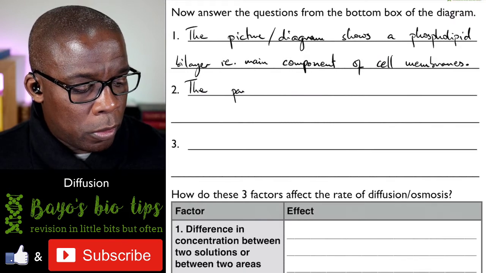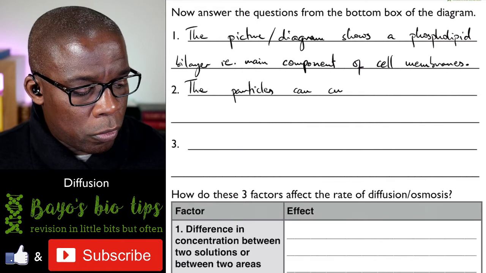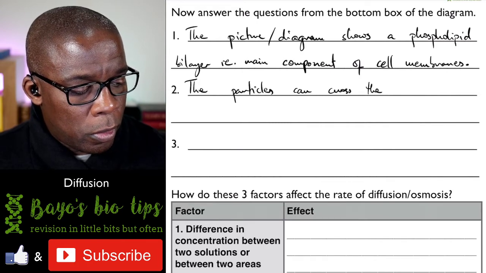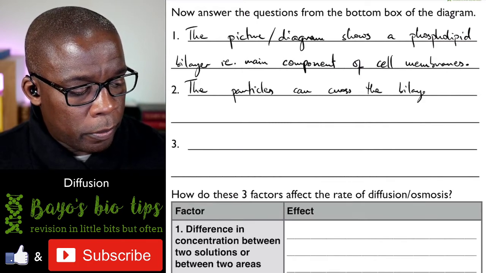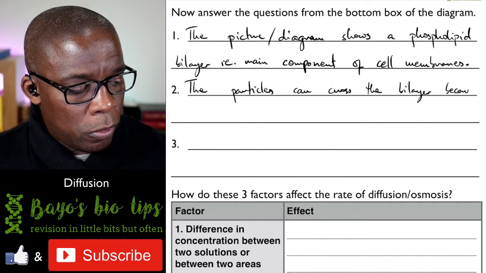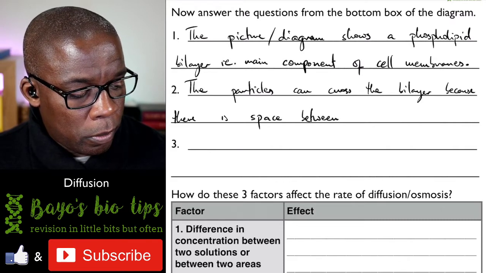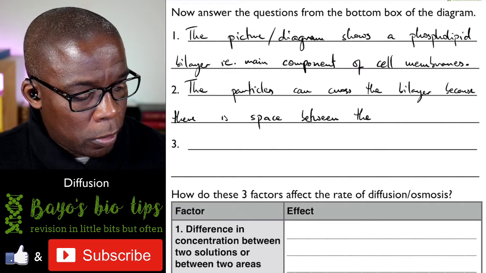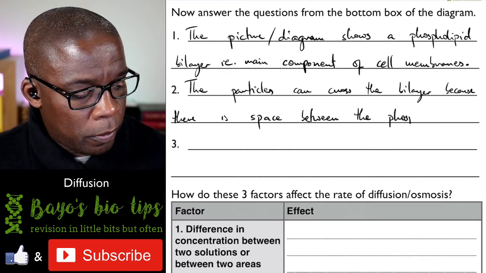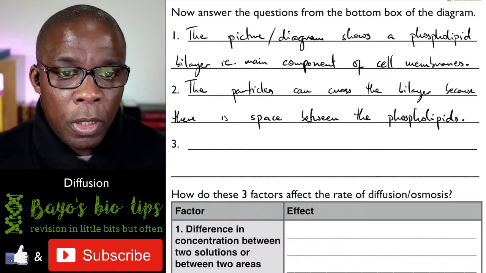The particles can cross the bilayer because there is space between the phospholipids.